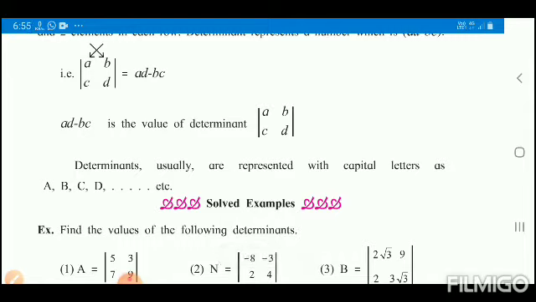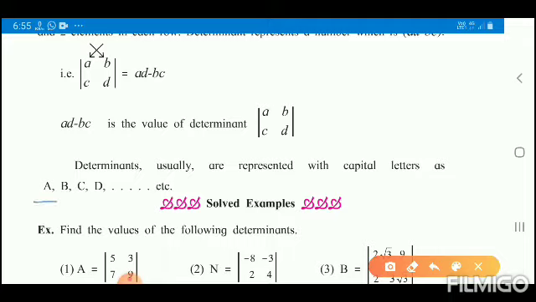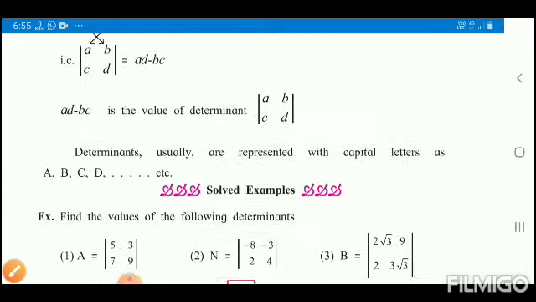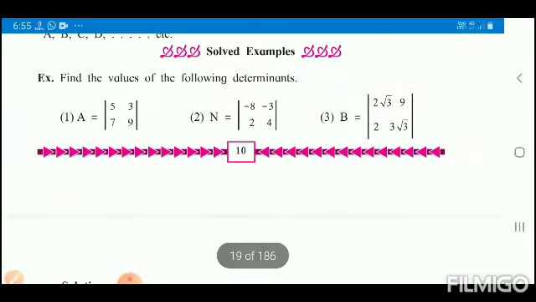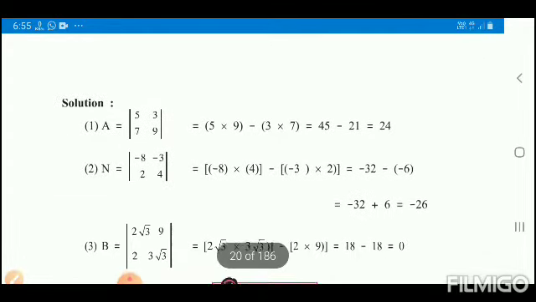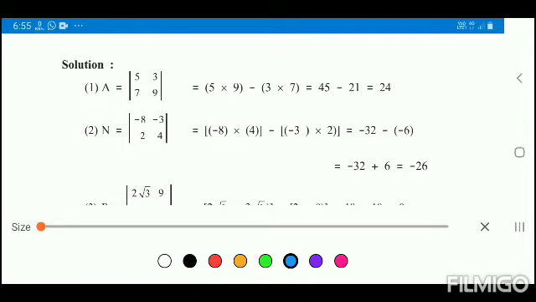Determinants usually are represented with capital letters, such as we can represent the determinants by using the capital letters A, B, C, D up to Z, etc. Okay. Now we'll see some examples given in your book. Now look here. The first determinant they have given is 5, 3, 7, 9. I am reading it as A, B, C, D. Okay. Now we will see the first example.